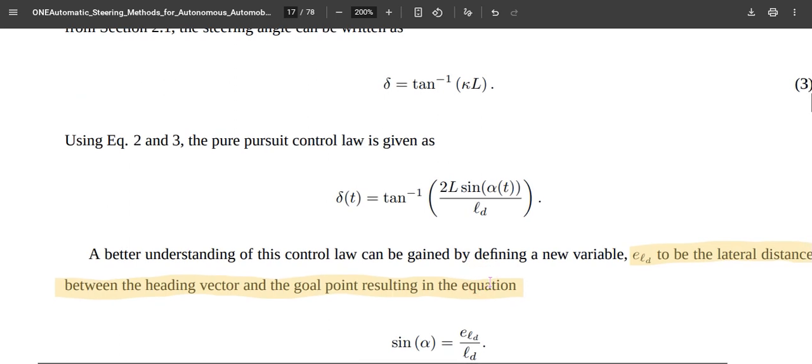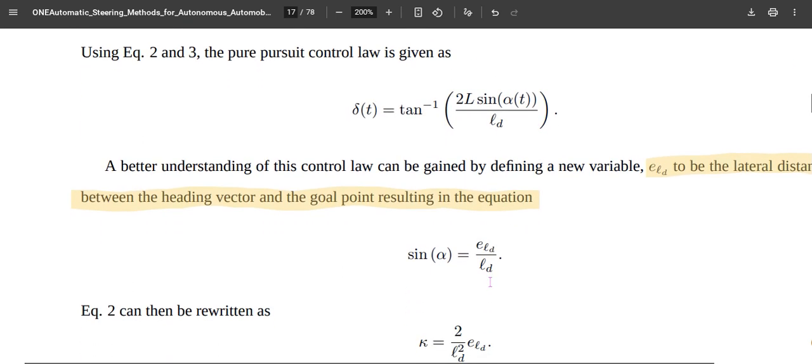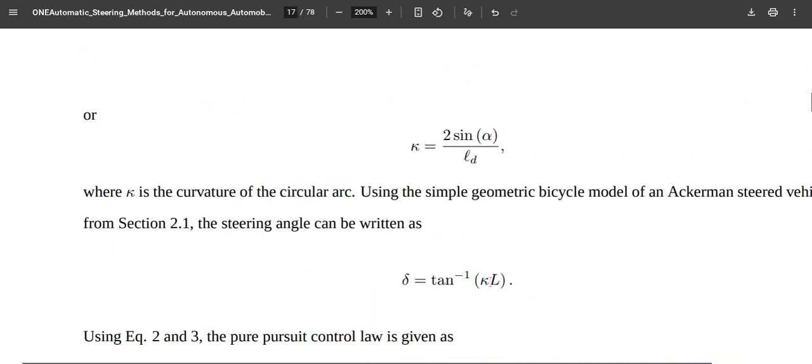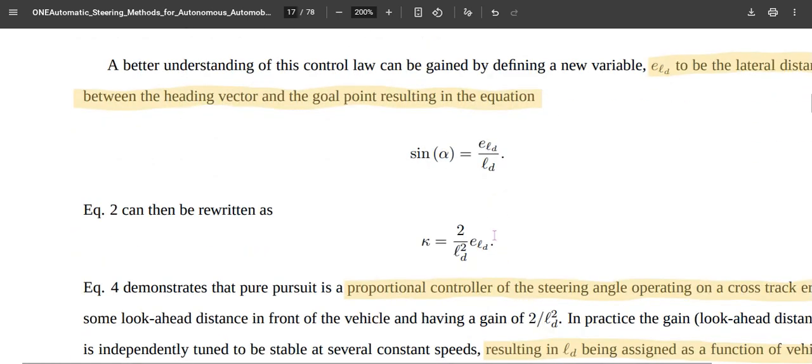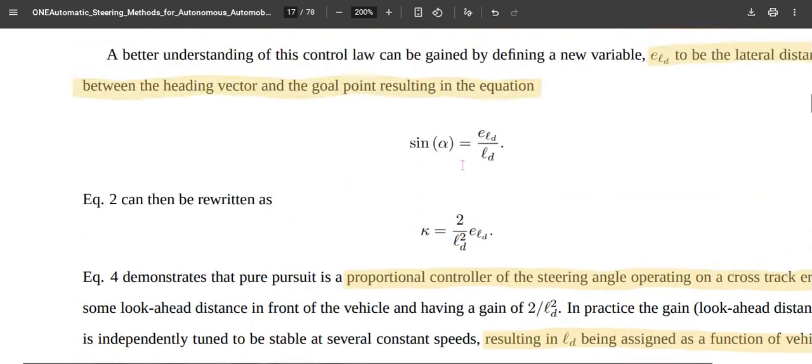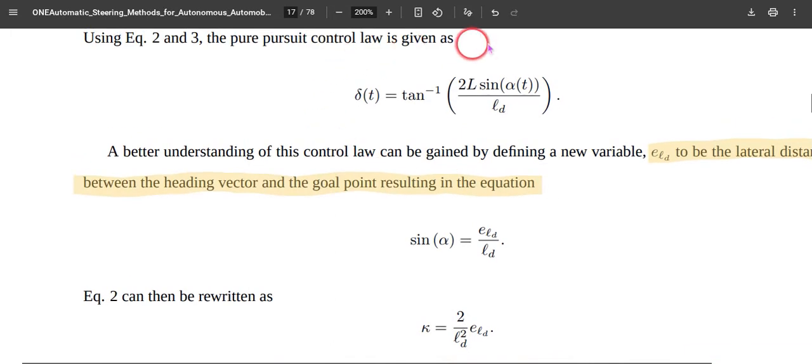This can also be seen in a different way using sine alpha equal to e by LD, where e is the lateral distance between the vehicle and the geometrical path. So this is one other way to see how this relationship exists, and it is not necessary to focus on it, but this is the main steering angle calculation based on the pure pursuit method.